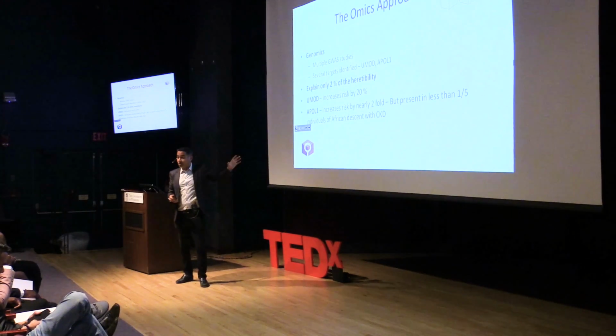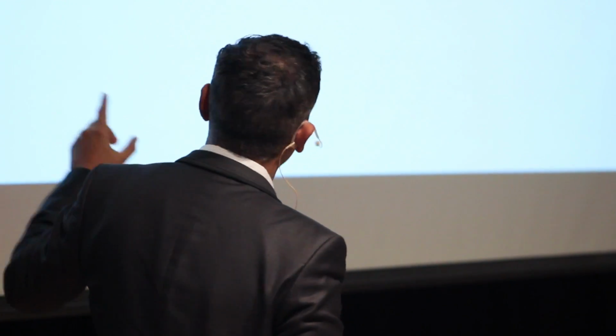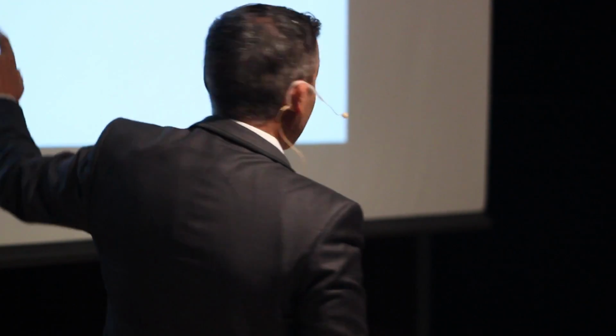ApoL1's really interesting. It increases your risk by twofold, but it only explains the risk in people of West African descent. So yes, it helps unlock a mystery in a certain ethnic group, but it really doesn't get to the other 95% of people with chronic kidney disease. So genomics has sort of left us here.